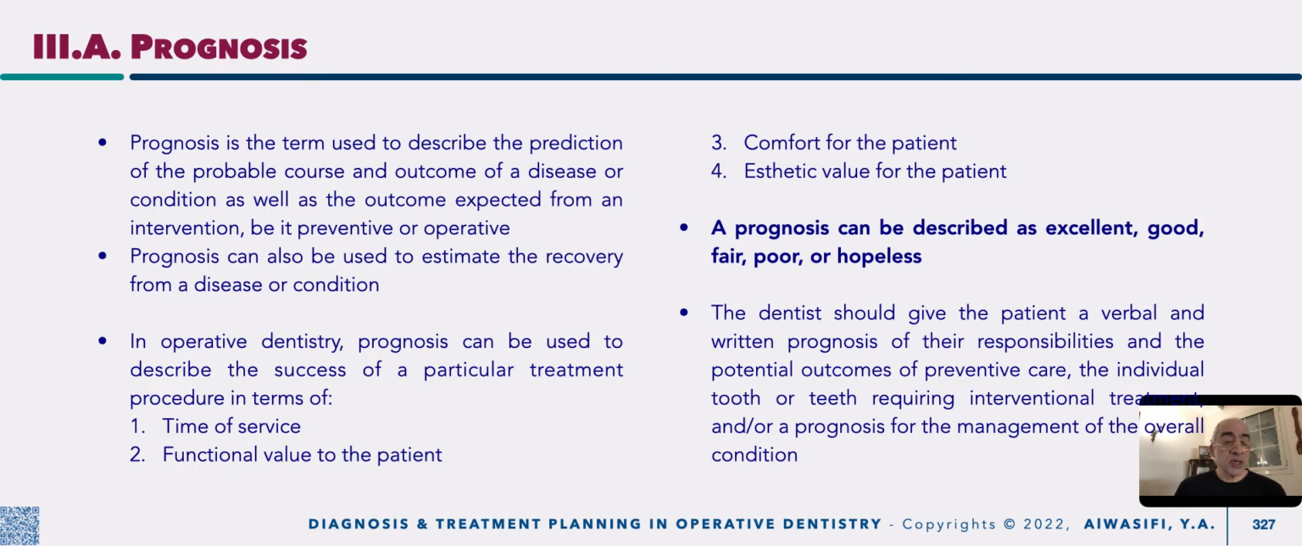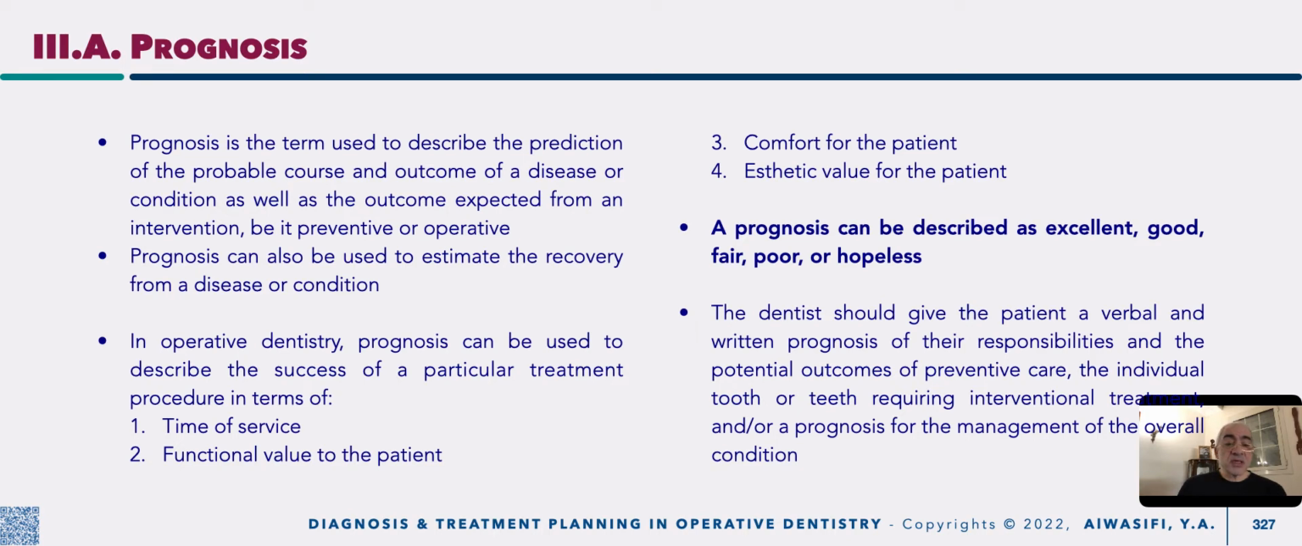Prognosis is a term used to describe the prediction of the probable course and outcome of a disease or a condition, as well as the outcome expected from our intervention or our treatment, either it is preventive or operative treatment. Prognosis is used to estimate the recovery from a disease or a condition, regardless of the type of treatment, and also can predict the effect of this treatment on this recovery.